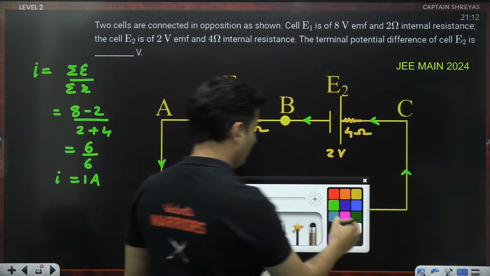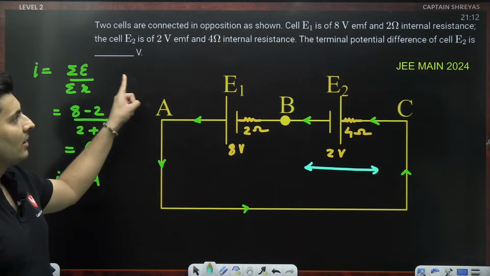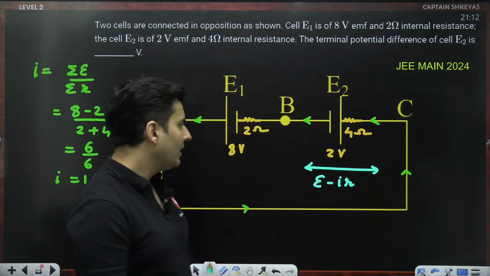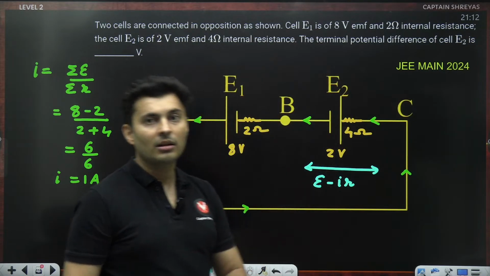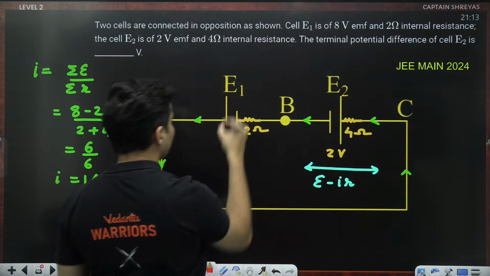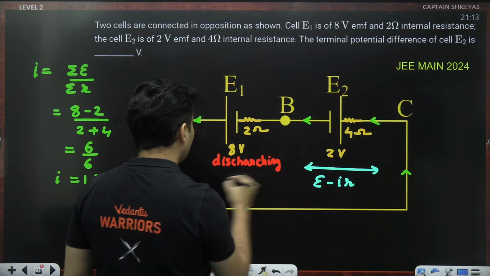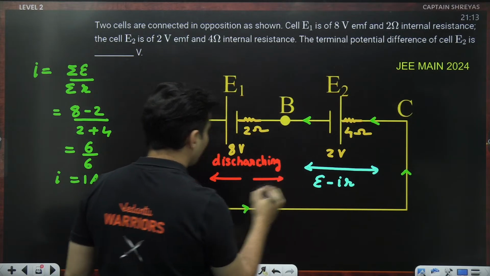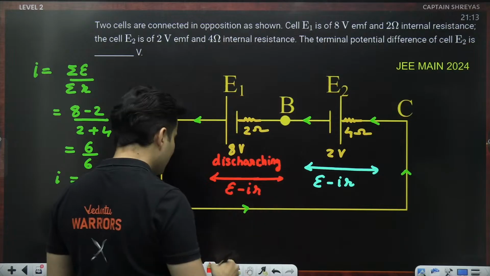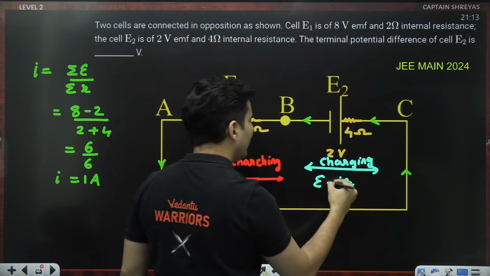Now, in order to find the voltage difference across this battery E2, a lot of you might be thinking it is E minus IR. That is wrong. E minus IR works when the battery is discharging. If you notice carefully, this is the battery which is actually discharging because it is supplying current. So the voltage difference across these 2 points will be E minus IR over here. But in this battery, technically the current is entering inside it. So actually it is charging. So hence it is E plus IR.